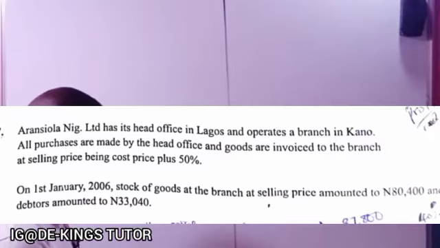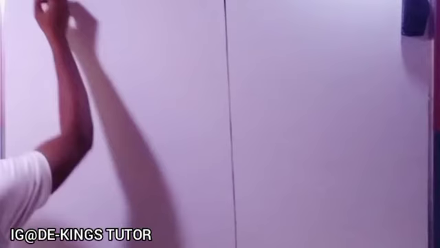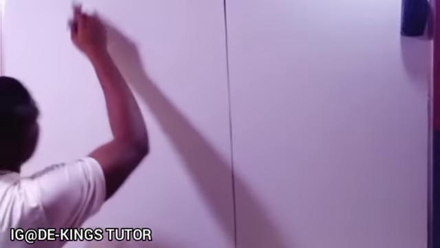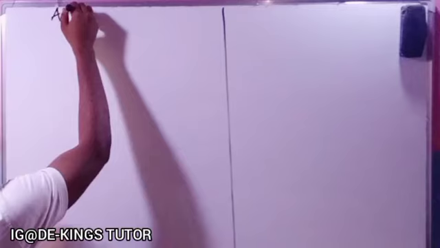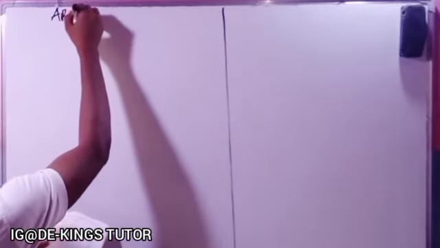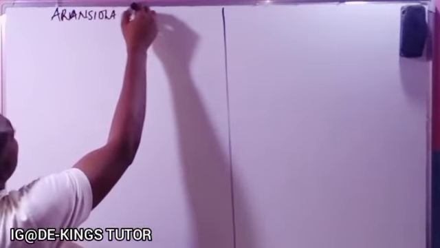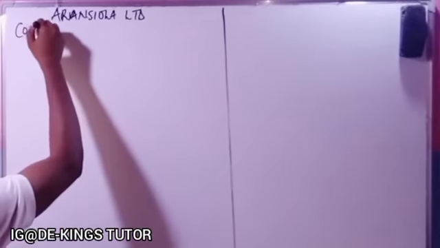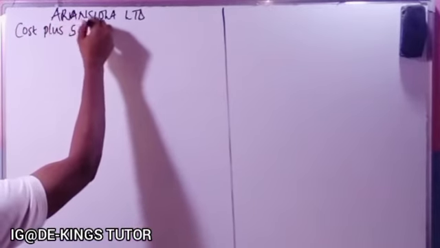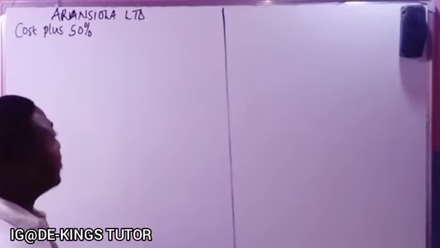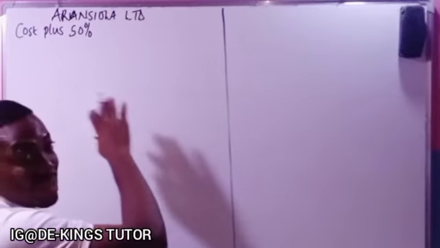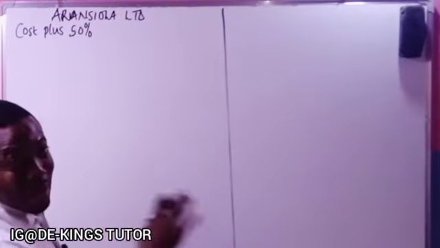Now, remember the first thing I always tell you to look at: the percentage I was given. They say all goods are sent at selling price, which is cost plus 50%. So let's write the name of the owners, Aranciola Limited. Cost plus 50% is the markup. Remember, we said this method is also known as the markup method.